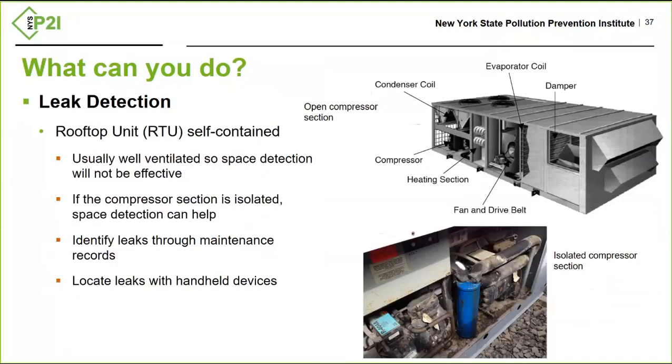These are a couple of rooftop units. The one on the top is very open, and this would not be a good candidate for a room-type leak detector. However, in the picture of the one on the bottom, and I apologize, it's kind of a small picture, when the panel covering this refrigeration compressor is in place, that part of the system is all enclosed, and a room-type leak detector would work.